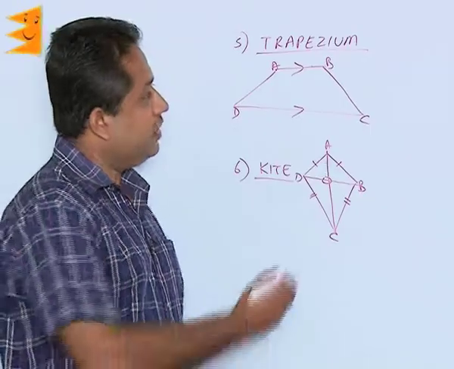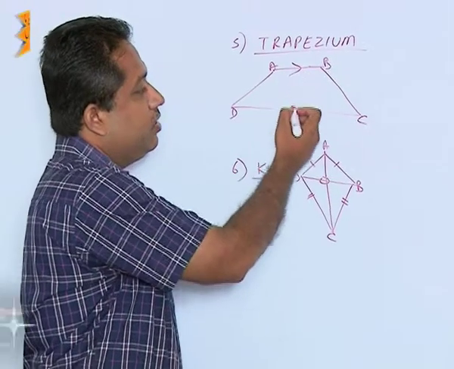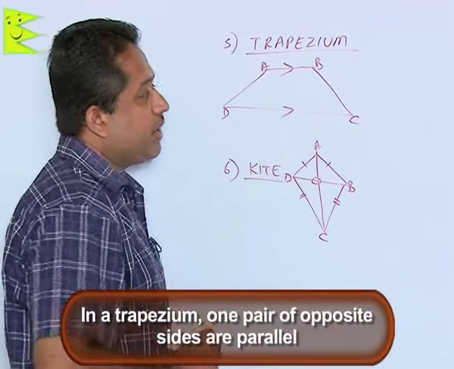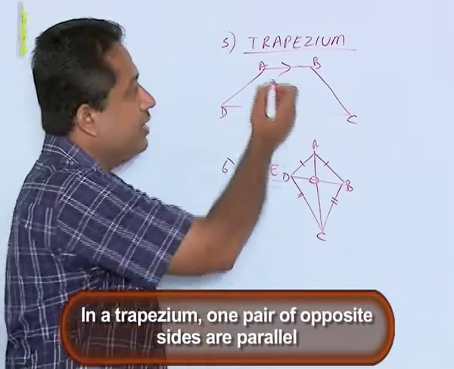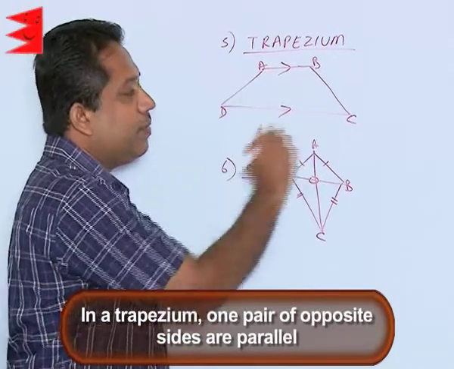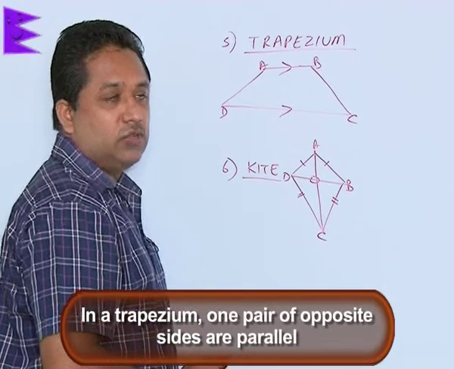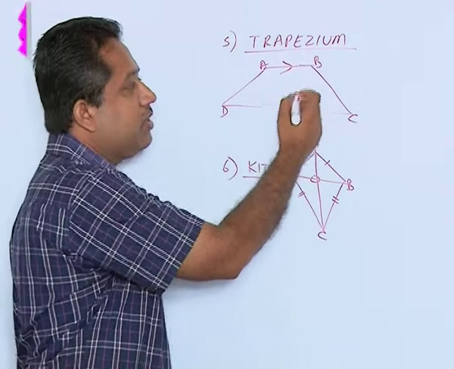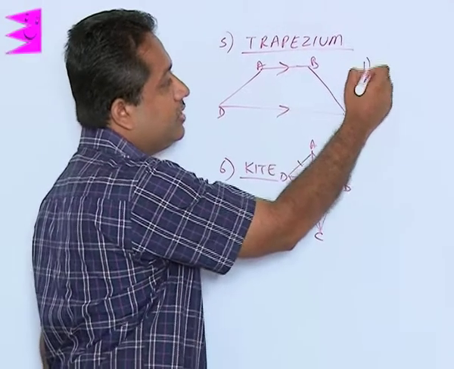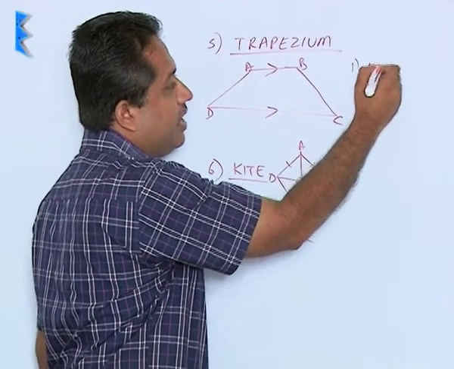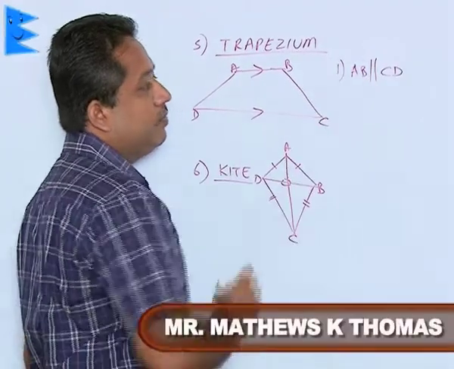A trapezium is a figure in which one pair of opposite sides are parallel to each other. So, here we find that AB and CD are parallel, but AD and BC are not parallel lines. So, if one side is parallel to the other, then that figure is a trapezium. So, we have AB parallel to CD.